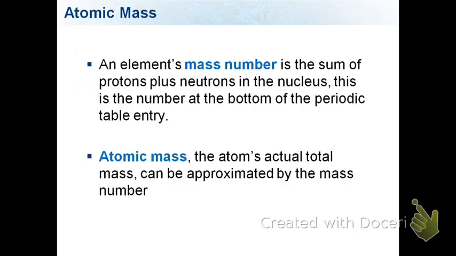The number of protons plus the number of neutrons is going to be the mass number. The difference is that the atomic mass is the actual mass of the atom, whereas the mass number is a very close approximation of it, just the number of protons plus the number of neutrons.